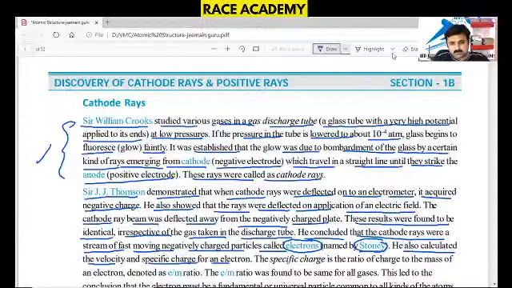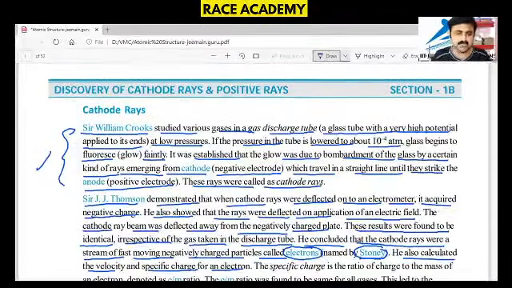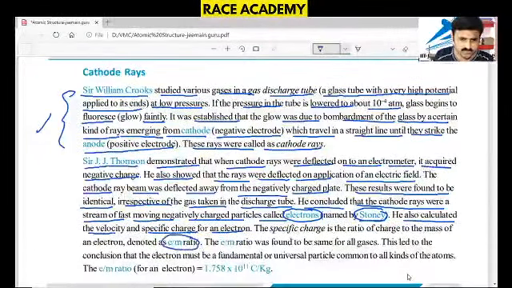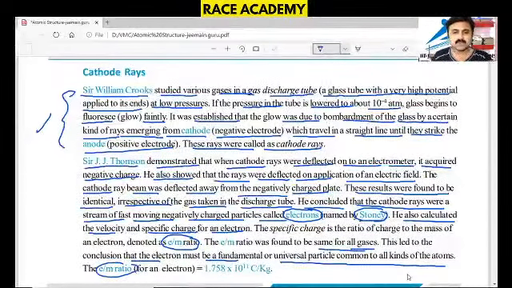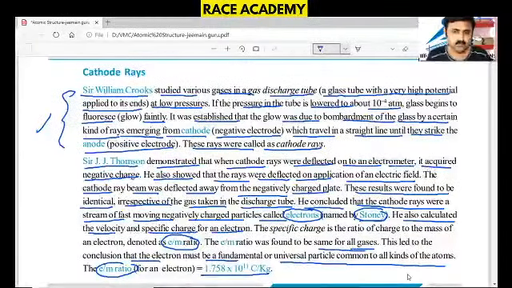Thomson calculated the velocity and specific charge of the electron. The specific charge is nothing but the ratio of charge to the mass of the electron, denoted by e/m ratio. It was found to be the same for all the gases. This led to the conclusion that the electron must be a fundamental and universal particle common to all kinds of atoms. So what is the e/m ratio? It was found to be 1.758 × 10^11 coulombs per kilogram.